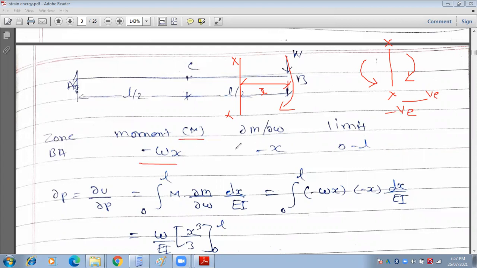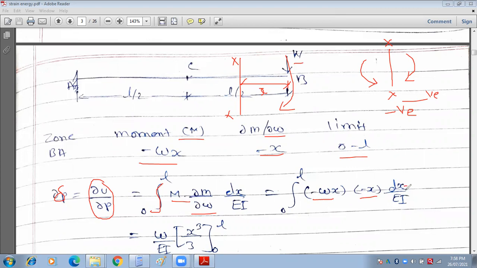The partial derivative of this moment with respect to the applied load W is minus x, and this x varies from 0 to L over here. Now put this value in the above equation, you will be getting delta is equal to the partial derivative of the strain energy with respect to the applied load, integration of M dM/dW dx upon EI. Put the value, moment is minus Wx, and the partial derivative of this moment with respect to applied load is minus x.